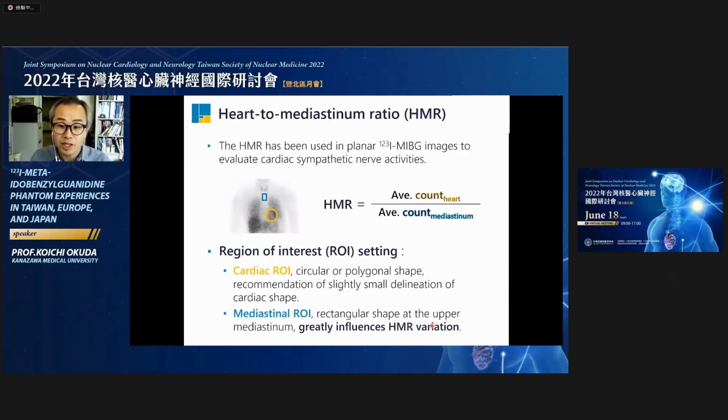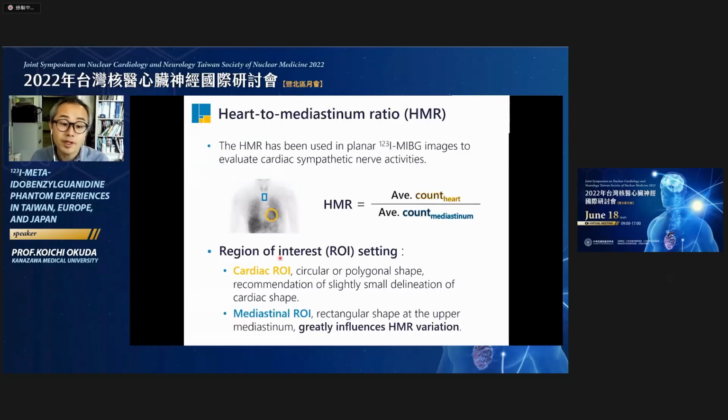The heart-to-mediastinum ratio, HMR, has been used in planar MIBG images to evaluate cardiac sympathetic nerve activities. The HMR is calculated as the average MIBG count in the cardiac region of interest, divided by that in the mediastinal region of interest.